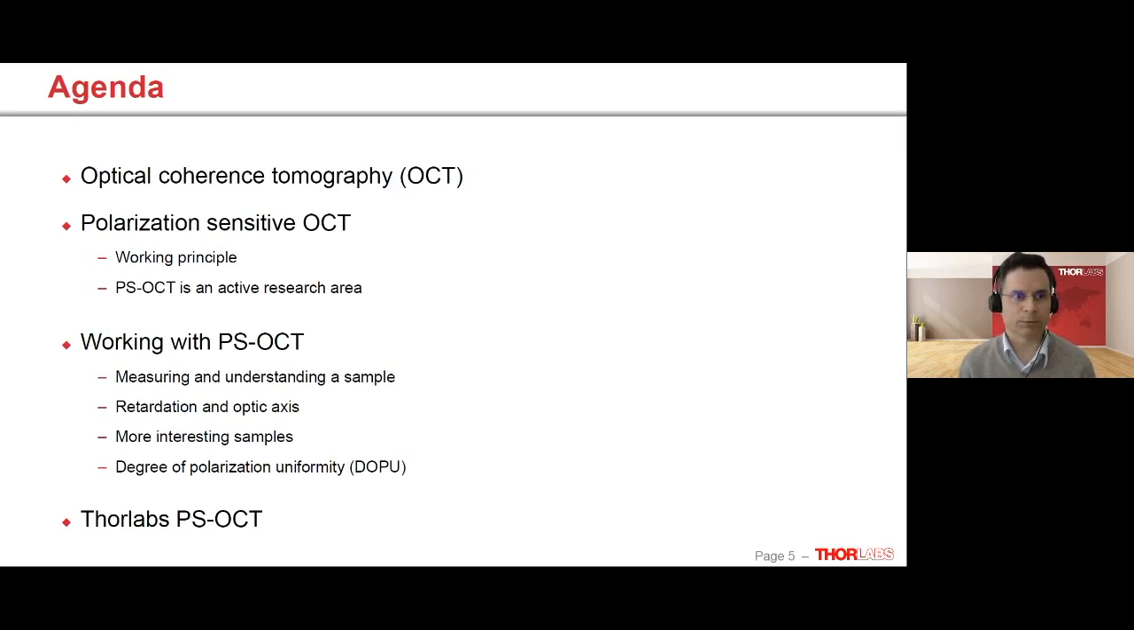Today we are going to cover this agenda. We start with a review of the image-based OCT. Then we move to polarization-sensitive OCT, and we cover both the working principle and what happens when we measure and understand a sample. And then at the end we present our proposal.